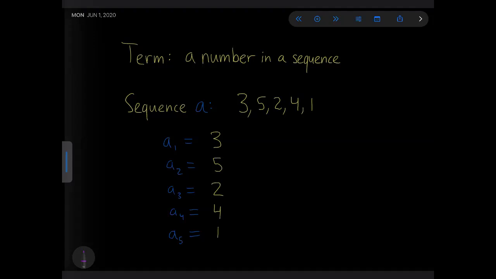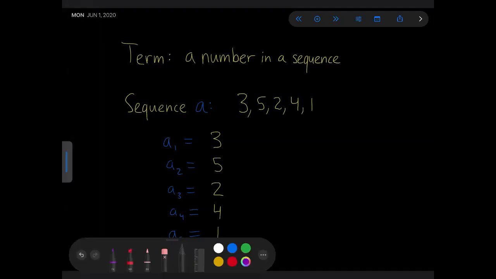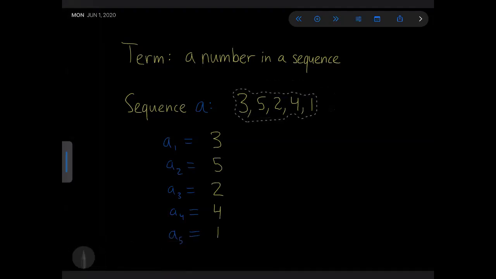Let's say we had the sequence that we had earlier, the 3, 5, 2, 4, 1, right over here. And let's say we call it sequence A, and we're going to use the following terminology. We're going to say that A1 is going to refer to the first term of the sequence, which is 3. And then A2 is the second term of the sequence, which is going to be 5. A3 is going to be 2. A4 is going to be 4. And A5 is going to be 1.